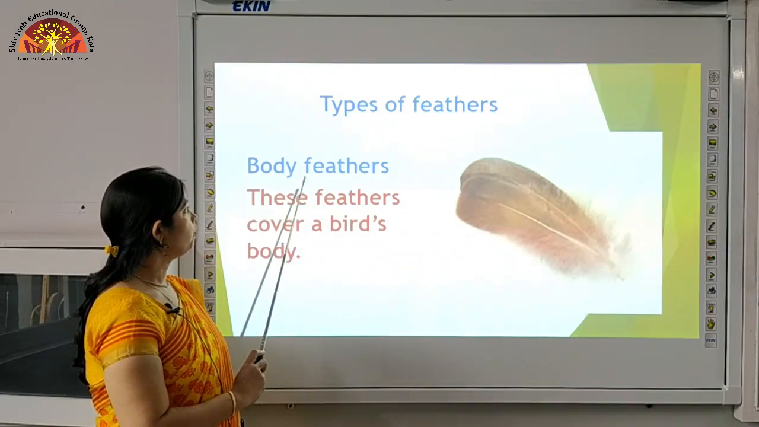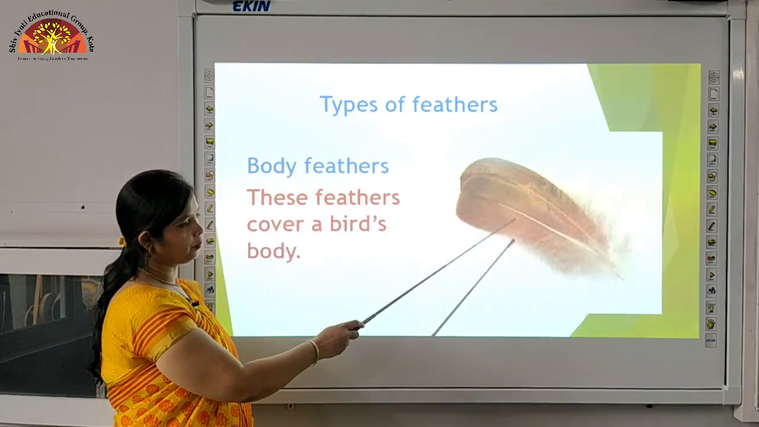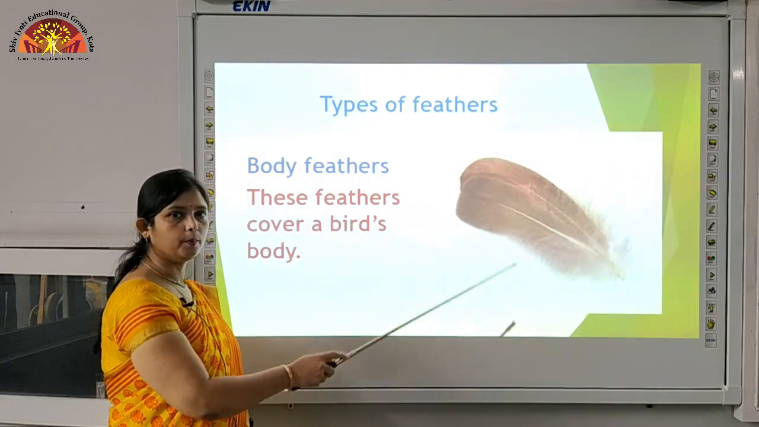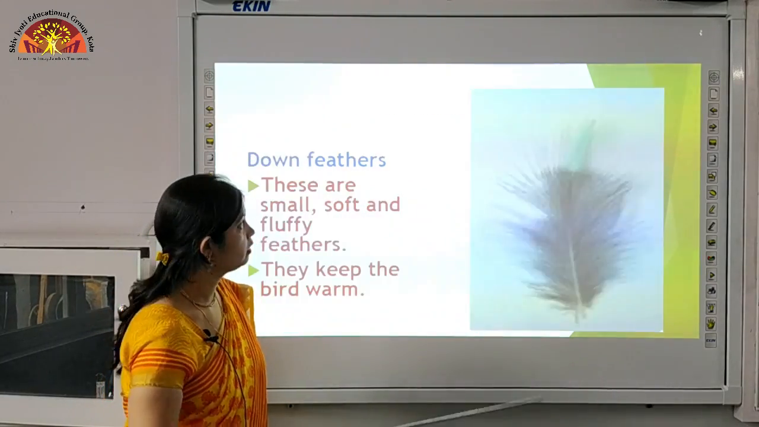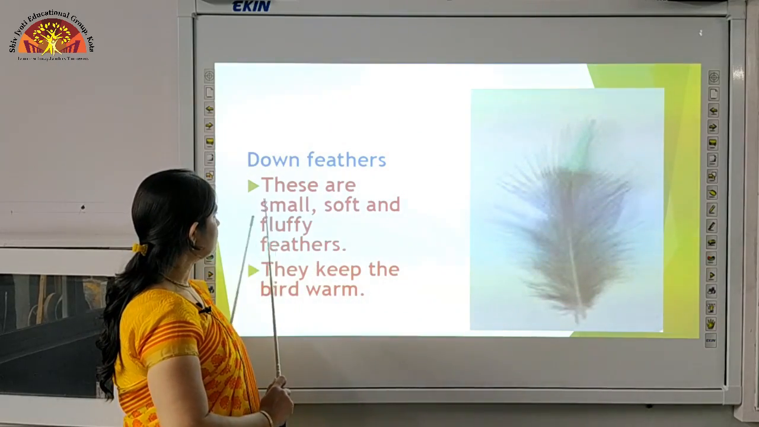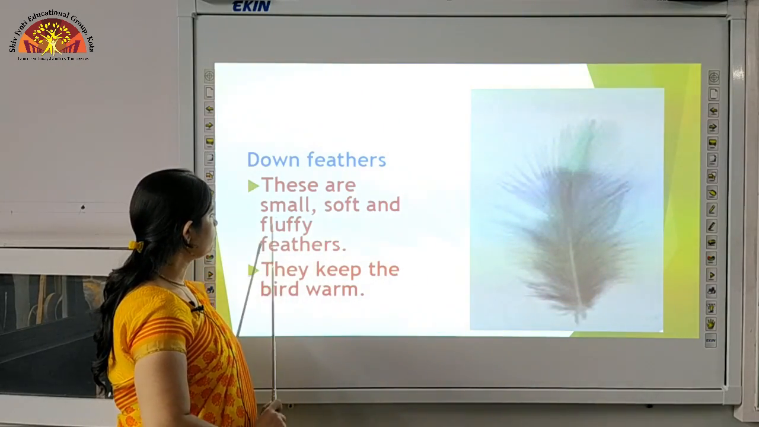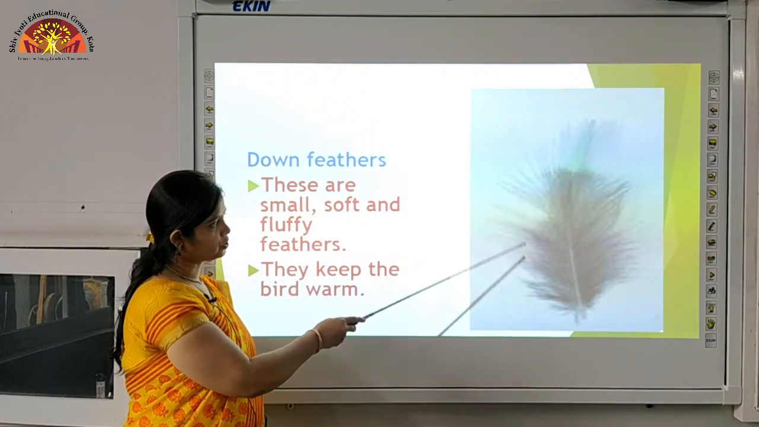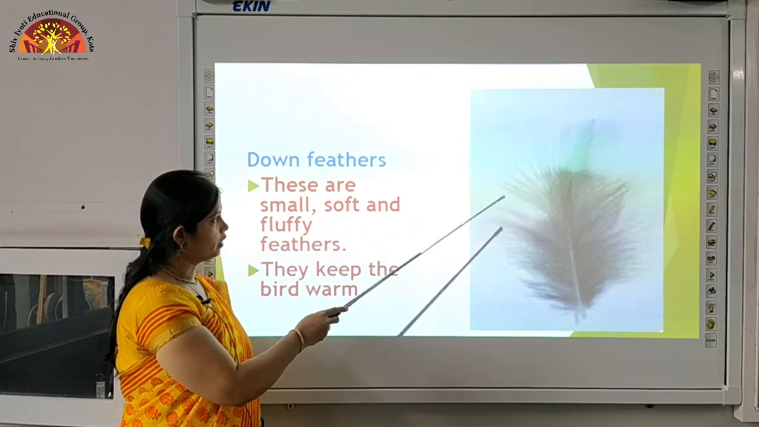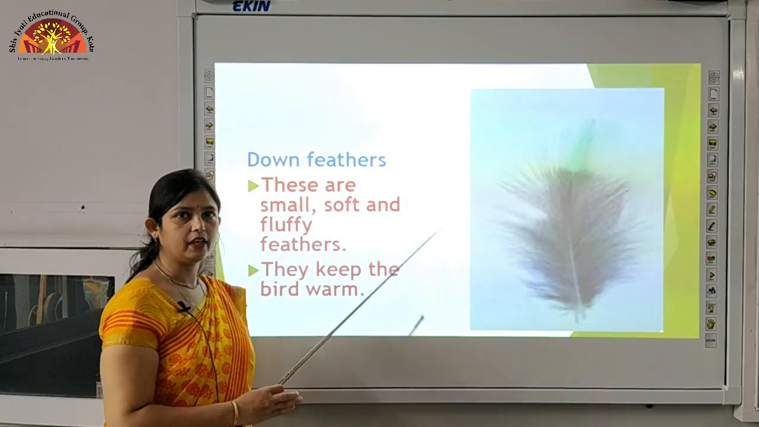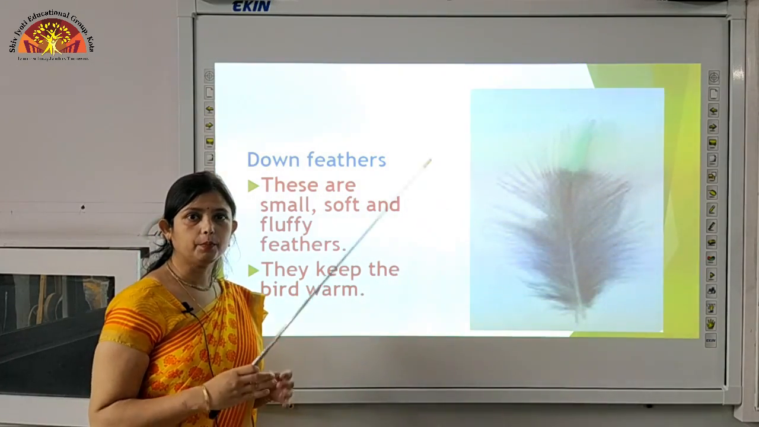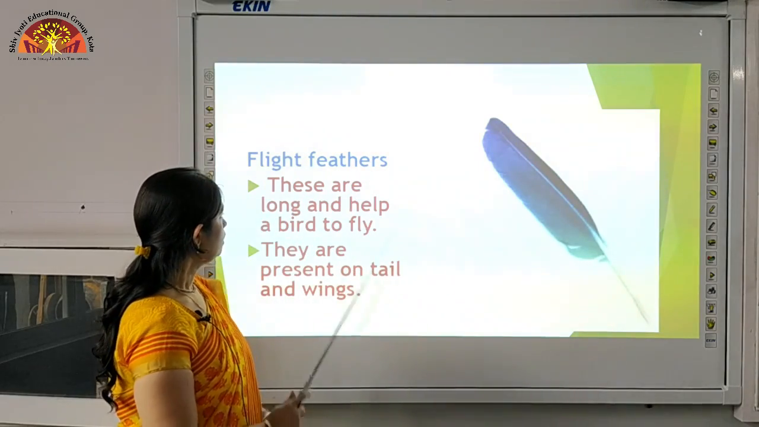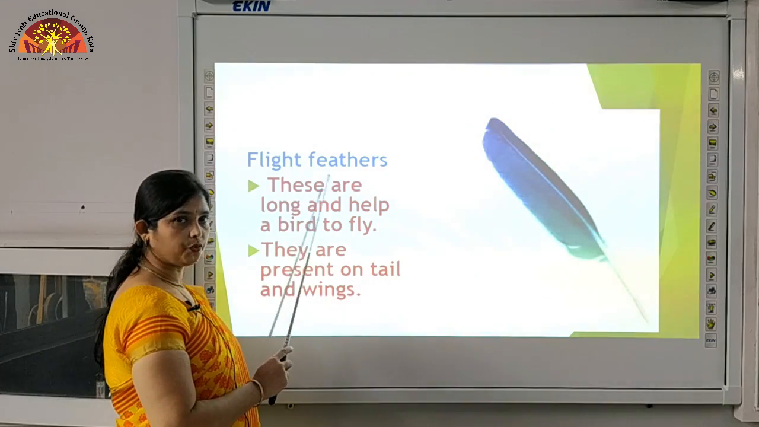The first one is body feathers. As you can see in the picture over here, these feathers cover a bird's whole body. Then there are down feathers. These are small, soft and fluffy feathers. They keep the bird warm. You can see the picture. These are small, shorter in size, soft and very fluffy, and they keep the body of the bird warm. Then the third type is flight feathers.